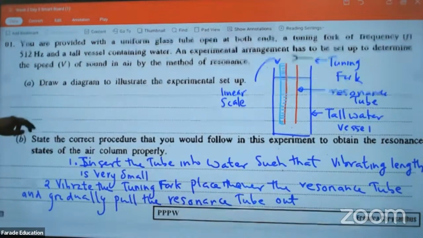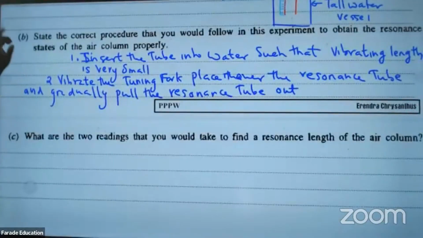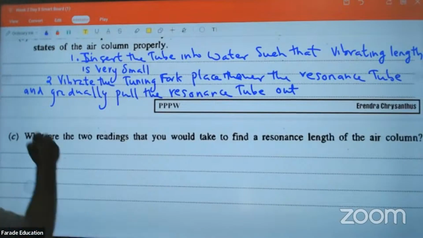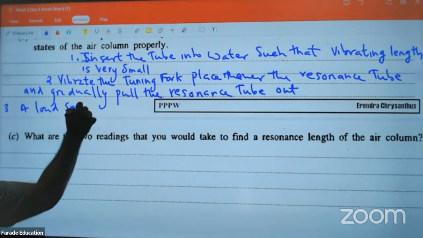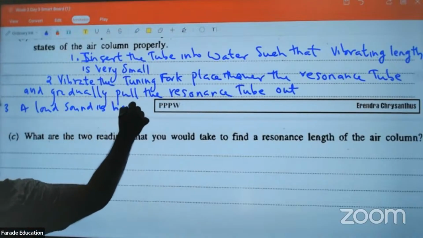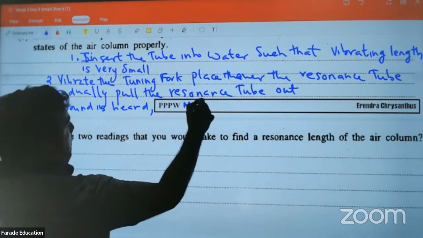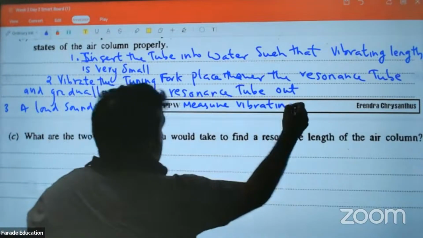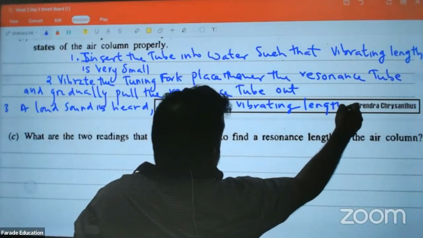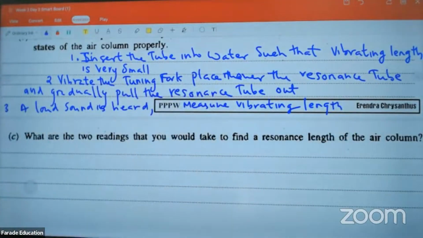What will you hear? At a particular instant, a loud sound is heard. Measure the vibrating length. We always start with a small vibrating length. Vibrate the tuning fork, keep it over the resonance tube. Gradually move the resonance tube out until a loud sound is heard.